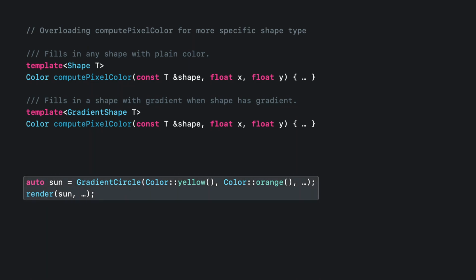Let's see which overload of computePixelColor the compiler is going to pick inside the render function. Even though gradient circle can be safely used with both variants of compute pixel color, the compiler picks the overload that is constrained with the gradient shape concept, as it's more specific than the first overload. Because the compiler picks the most matching overload of compute pixel color, I can see this beautiful gradient circle rendered when I test my library. Amazing!